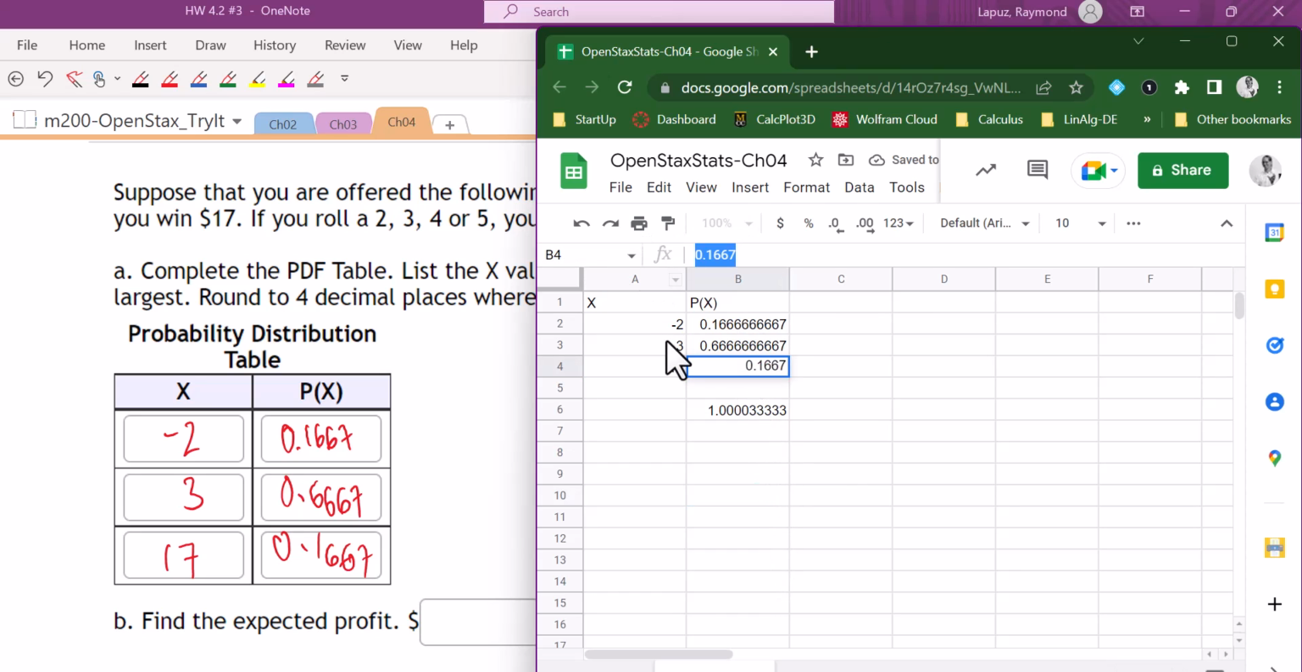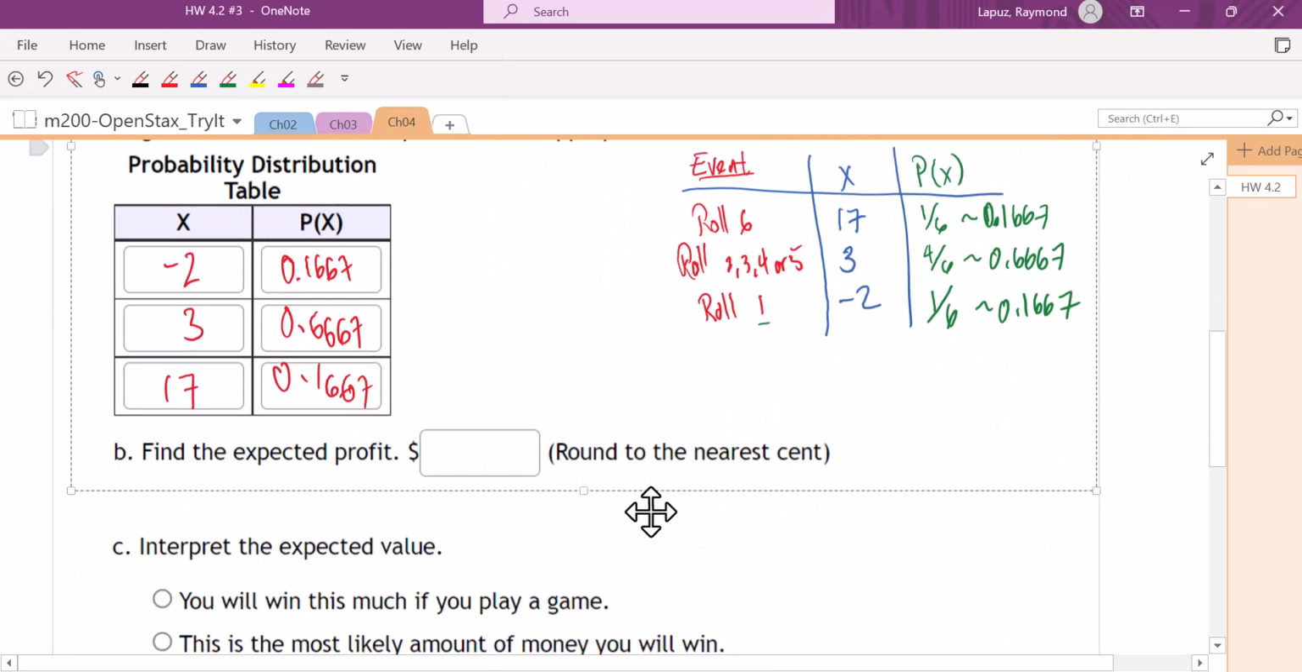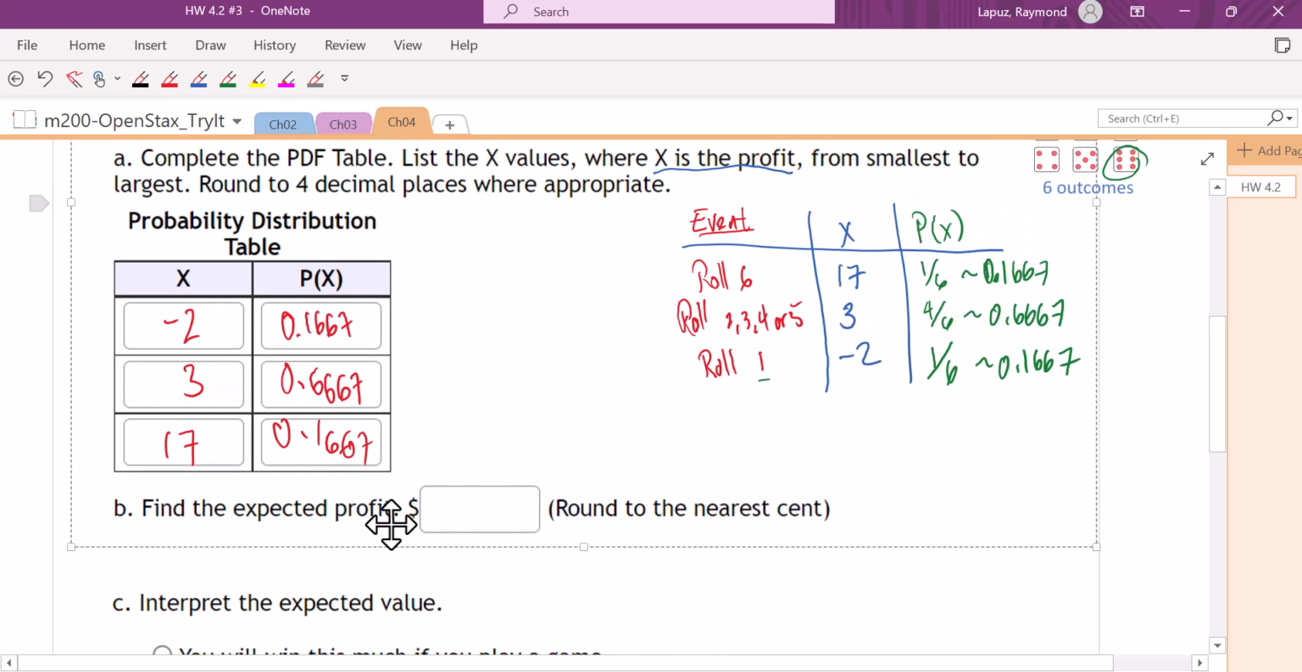And let's start off by saying equals, and then 1 divided by 6. So now you get 1 exactly, because our system is a little bit more precise here. Okay, so now that we have that, our next question is find the expected profit. So this is your expected value.